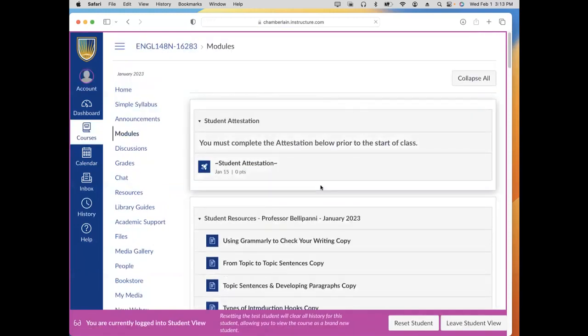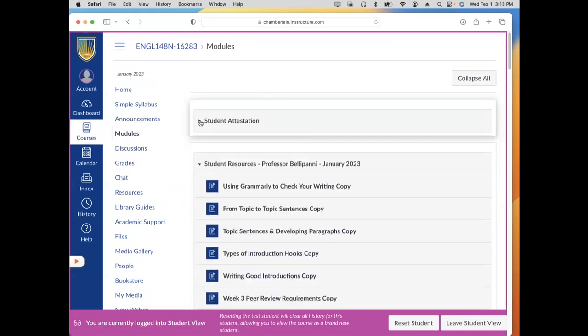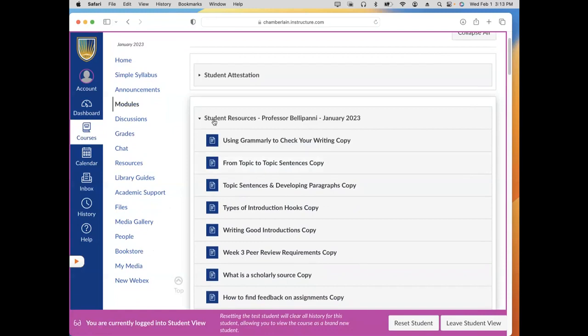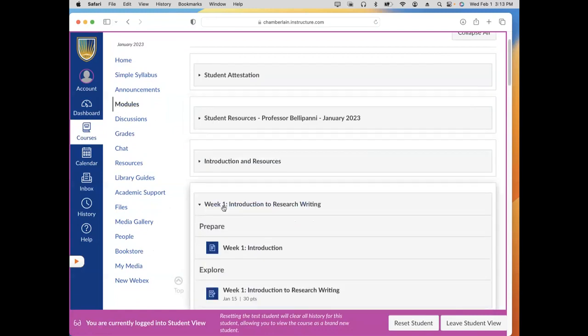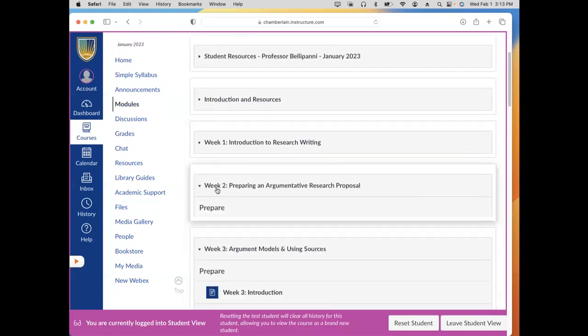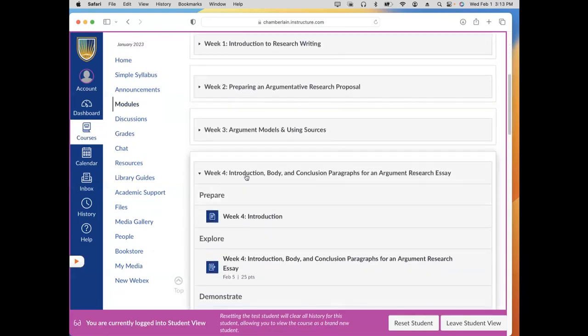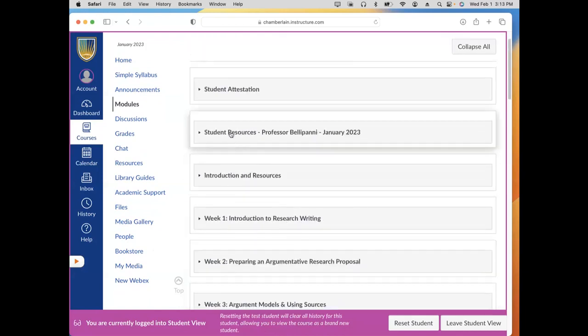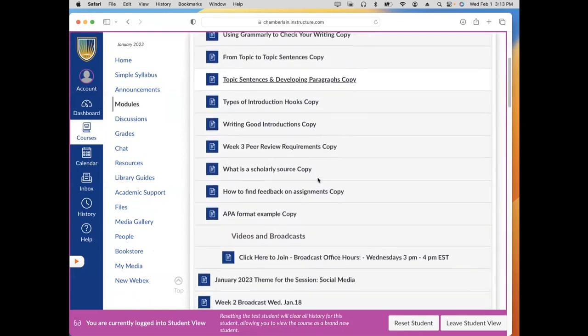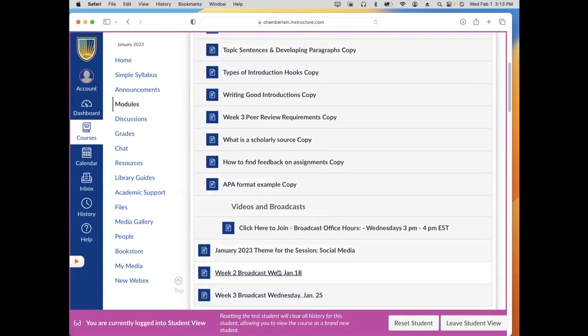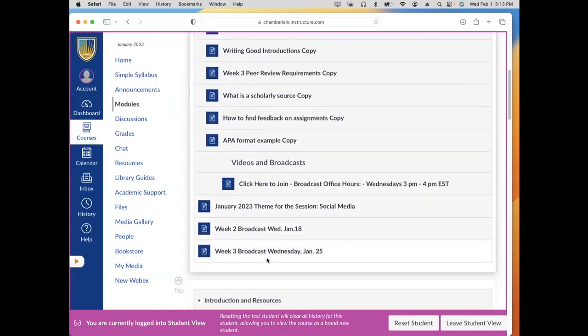So I'm in student mode here, so hopefully you can see what you actually see. I've just put this student resource button in. This is in the modules page. So here are all the modules, week 1, 2, close all these. There's week 4. At the top, I put this student resources. These are mine that I'm trying to put in here that will actually be useful. The broadcasts I will put here.